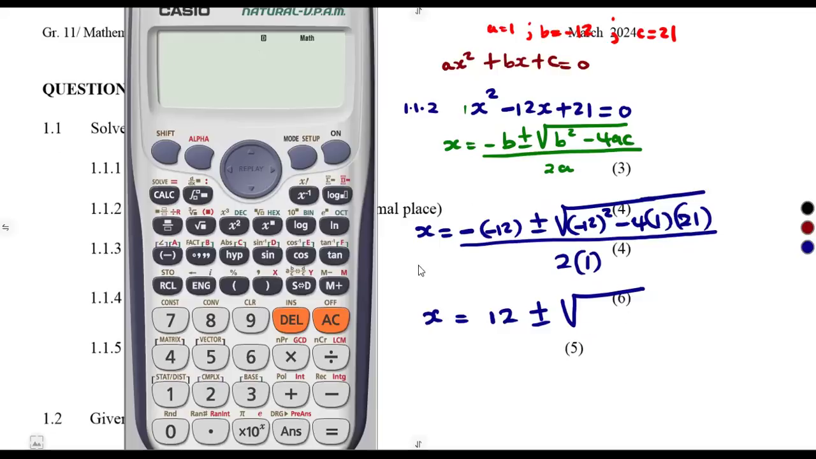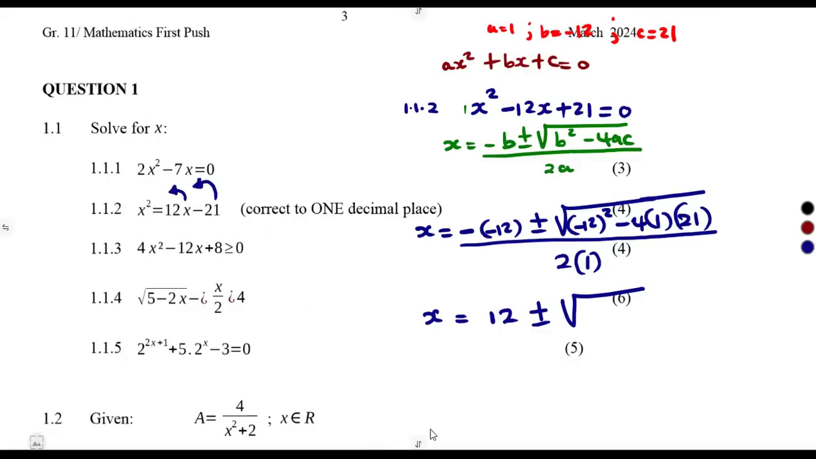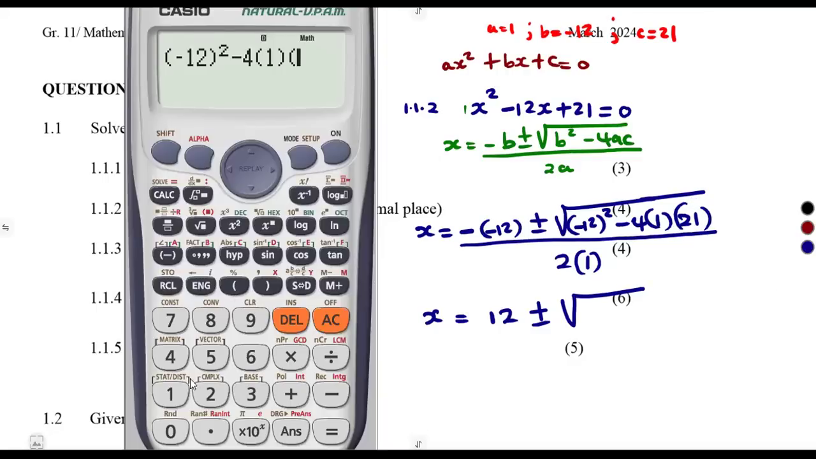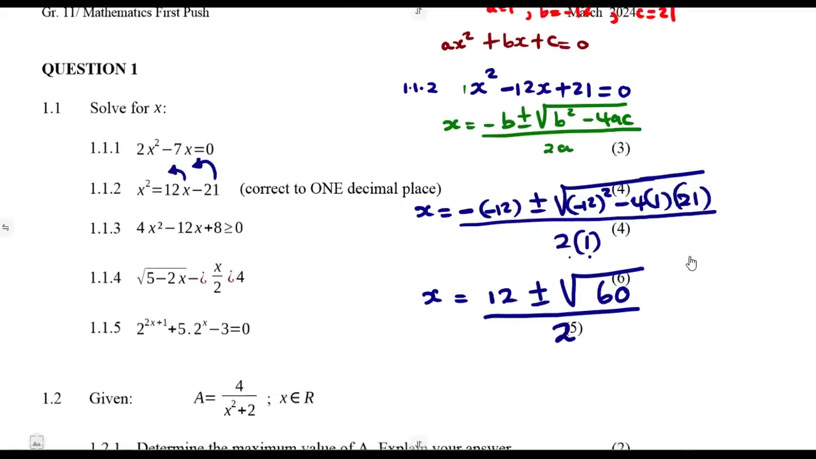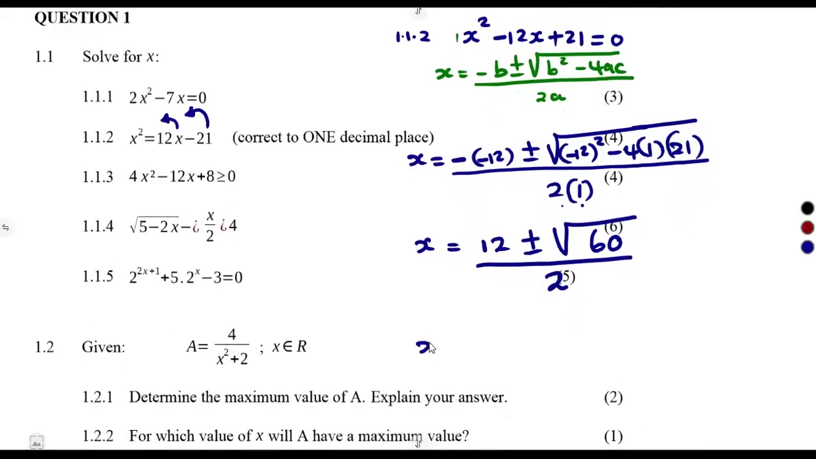All right, so we need this part here. So that's minus 12 squared, minus 4AC. That's 4 times 1. Our C here is what? Positive 21. So we just open a bracket like this. So that was going to give us positive 60. So that's 60 over 2 times 1, which is 2. So simplifying, now we can just use our calculator, guys, at once to simplify everything.